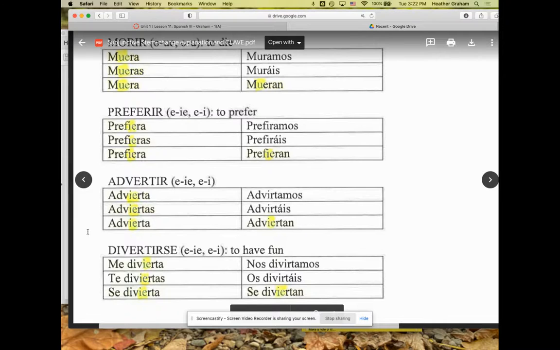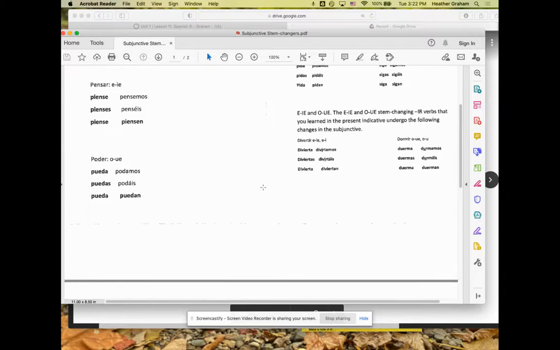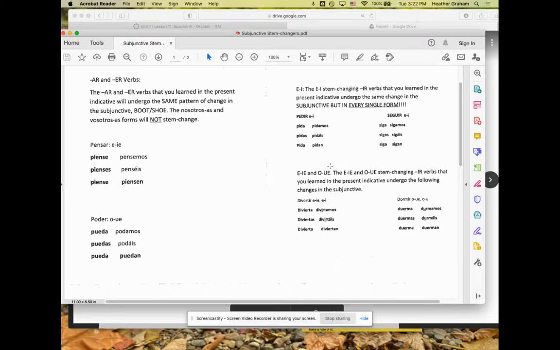So I'm not giving any points for filling out this chart, but you will be expected to know these for your tests. So I suggest that you fill out this chart, okay, by pausing the video and filling it out. You can print it off, do it on Notability. You can steal from the examples that I gave. Hopefully that makes sense. These are our double stem changers or our subjunctive IR stem changing verbs.